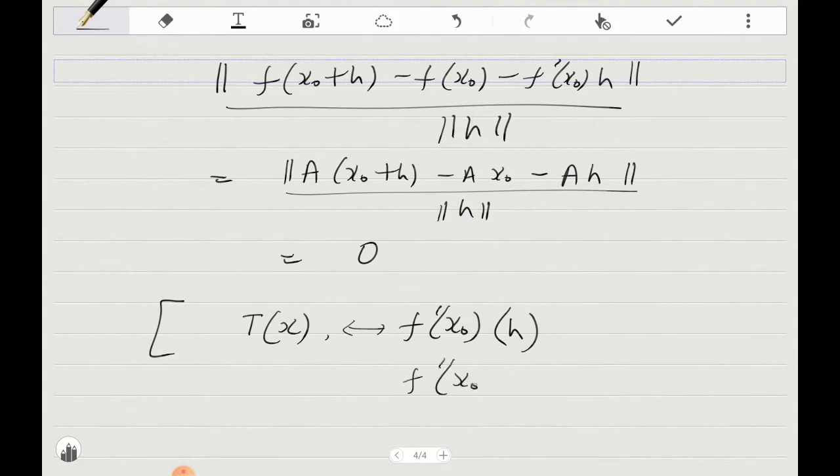And for some weird reason, that's a standard thing in linear algebra or functional analysis. Whenever you have a linear transformation, instead of writing T of x, one just writes T followed by x.